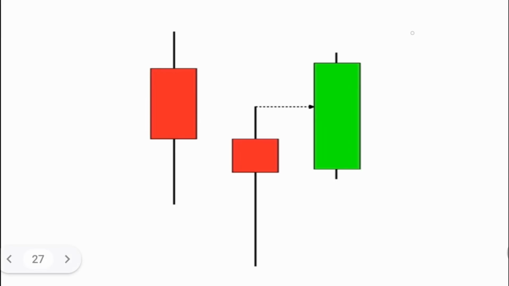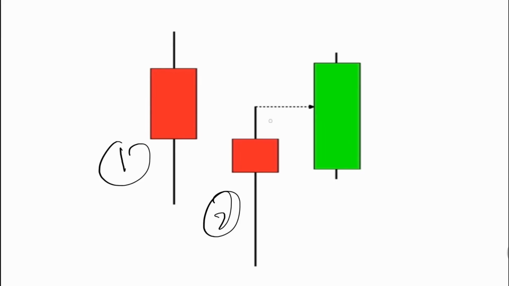Now what you're going to do to get your entry: this is your day 1, this is your day 2, so your entry will be somewhere around here. Your entry would be anywhere around here. Just locate a demand zone from around this.